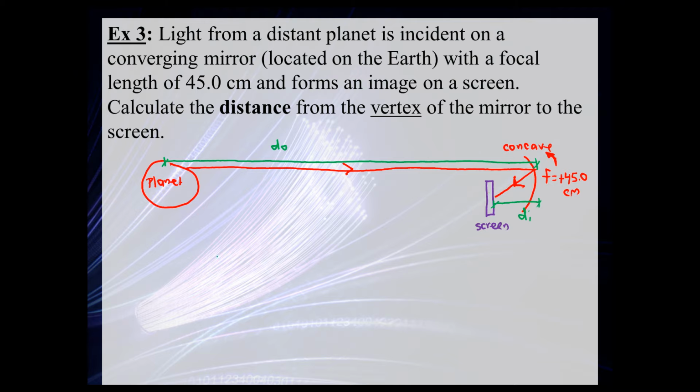So what we're doing is we're using a mirror to form an image on a screen of this planet. Now, at first glance, it seems like you do not have enough information to solve this problem, because we're going to use the equation 1 over f equals 1 over di plus 1 over do, but I don't seem to know what do is. But think about this. How does the distance from the planet to the mirror compare to the distance from the screen to the mirror? Well, it's really, really big. In fact, in comparison to the distance from the mirror to the screen, we can say the distance from the mirror to the planet is pretty much infinite. It's a huge number.